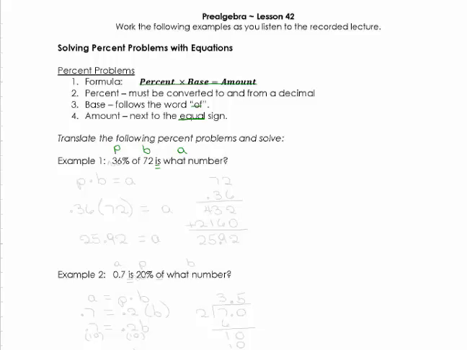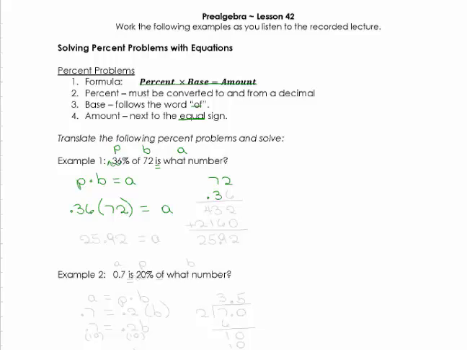My formula is always going to be percent times base is equal to amount. Let's plug in our numbers. 36% as a decimal, well, I've got to move my decimal point 2 places to the left. It's 0.36 times 72, that's the base, equals A, which is the unknown. Now all I have to do is the multiplication. Not even too bad multiplication.